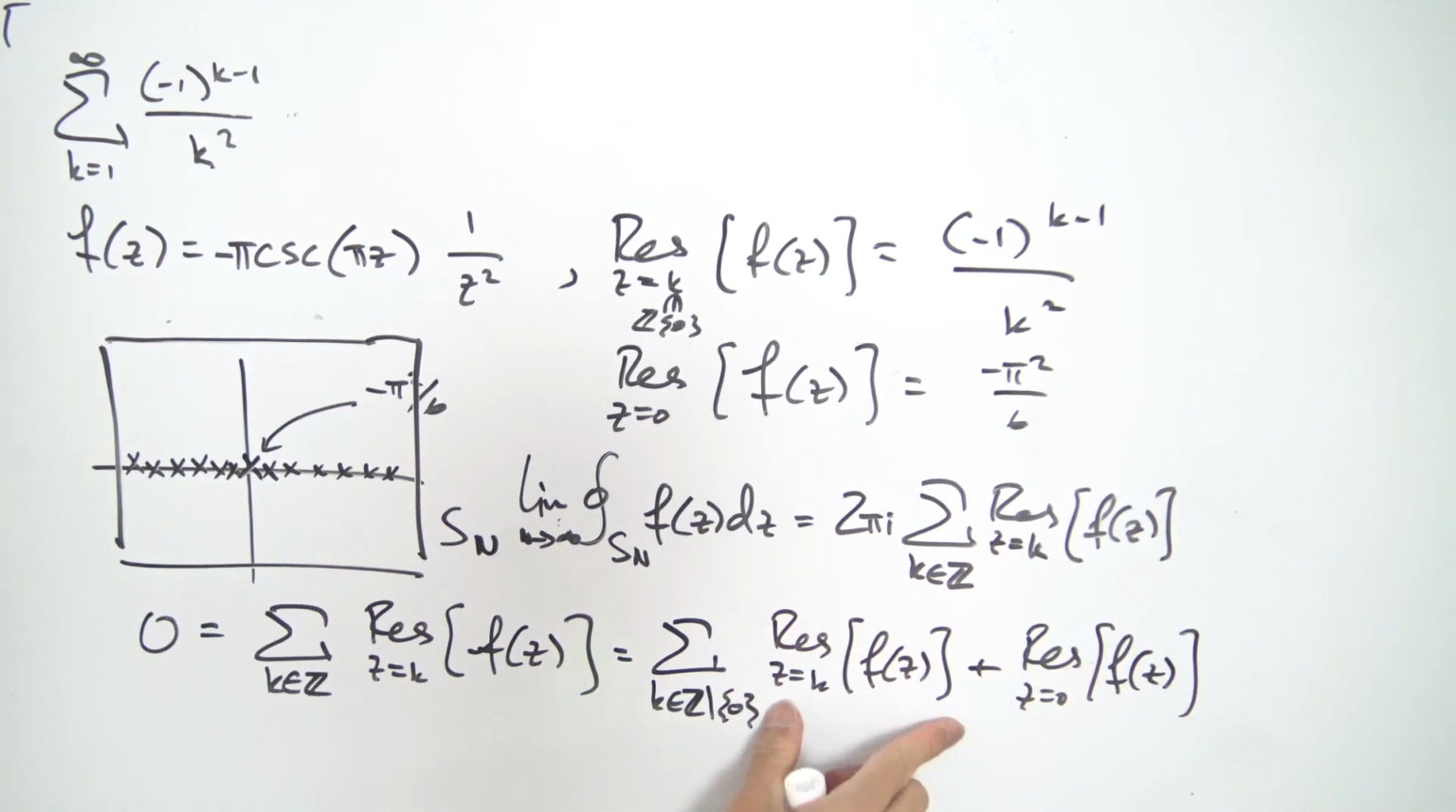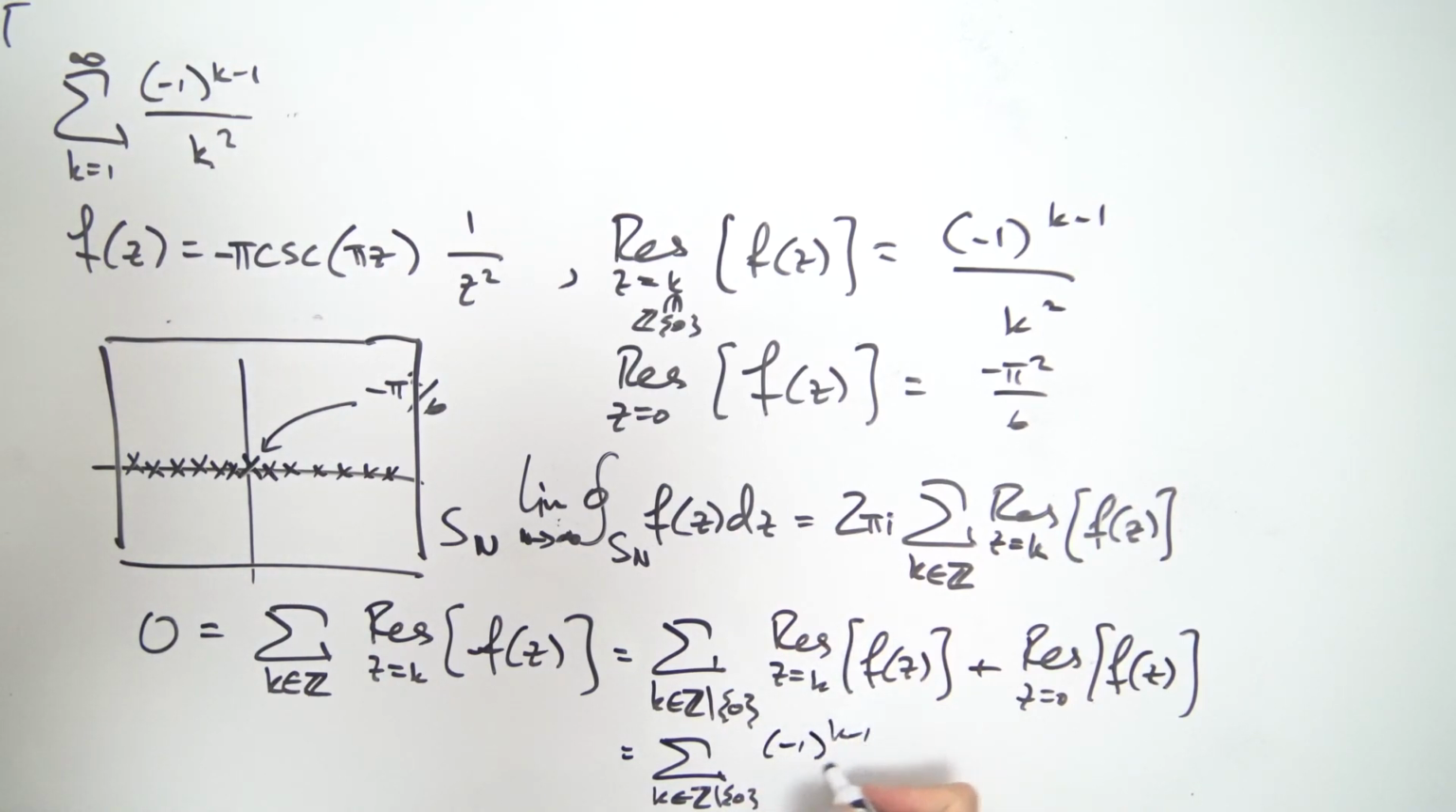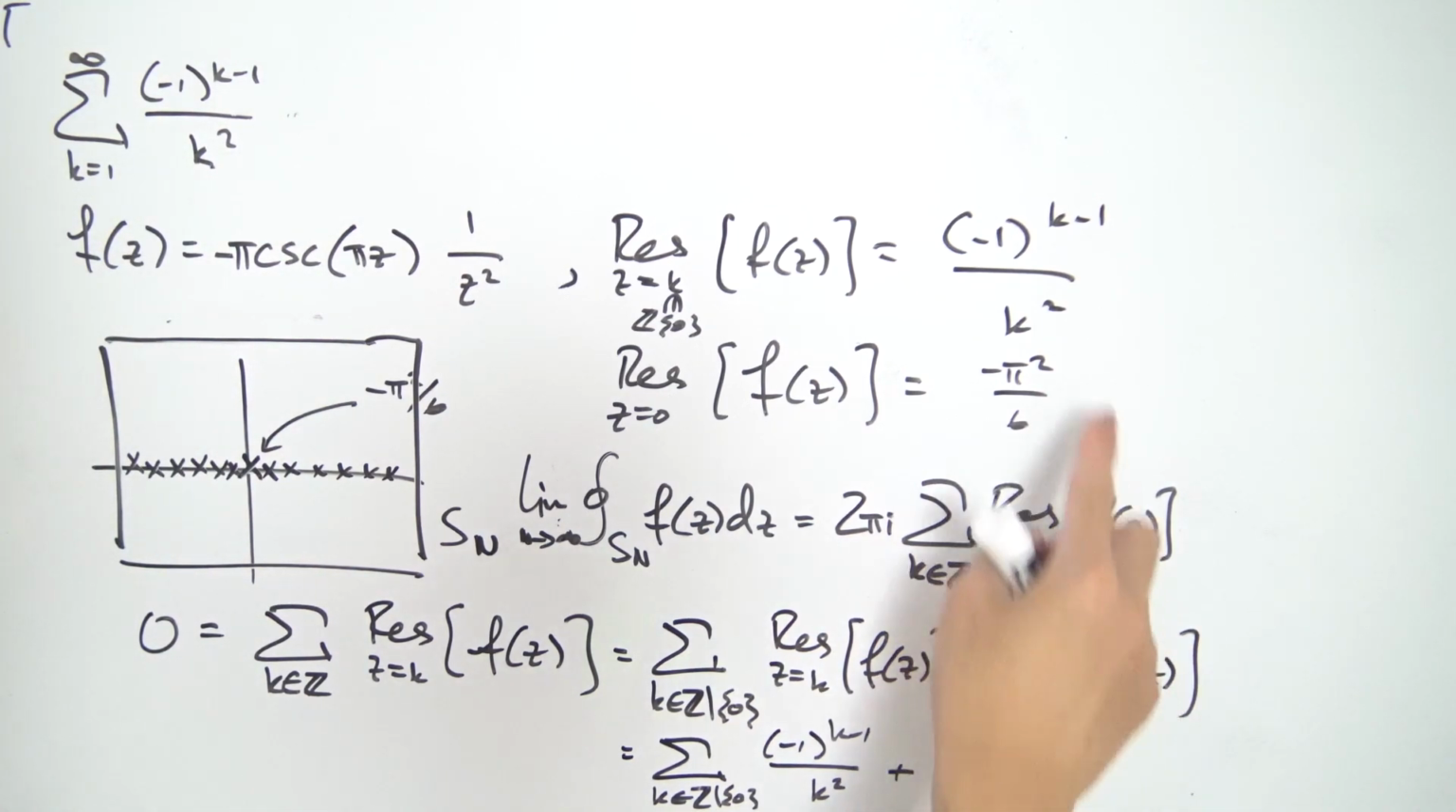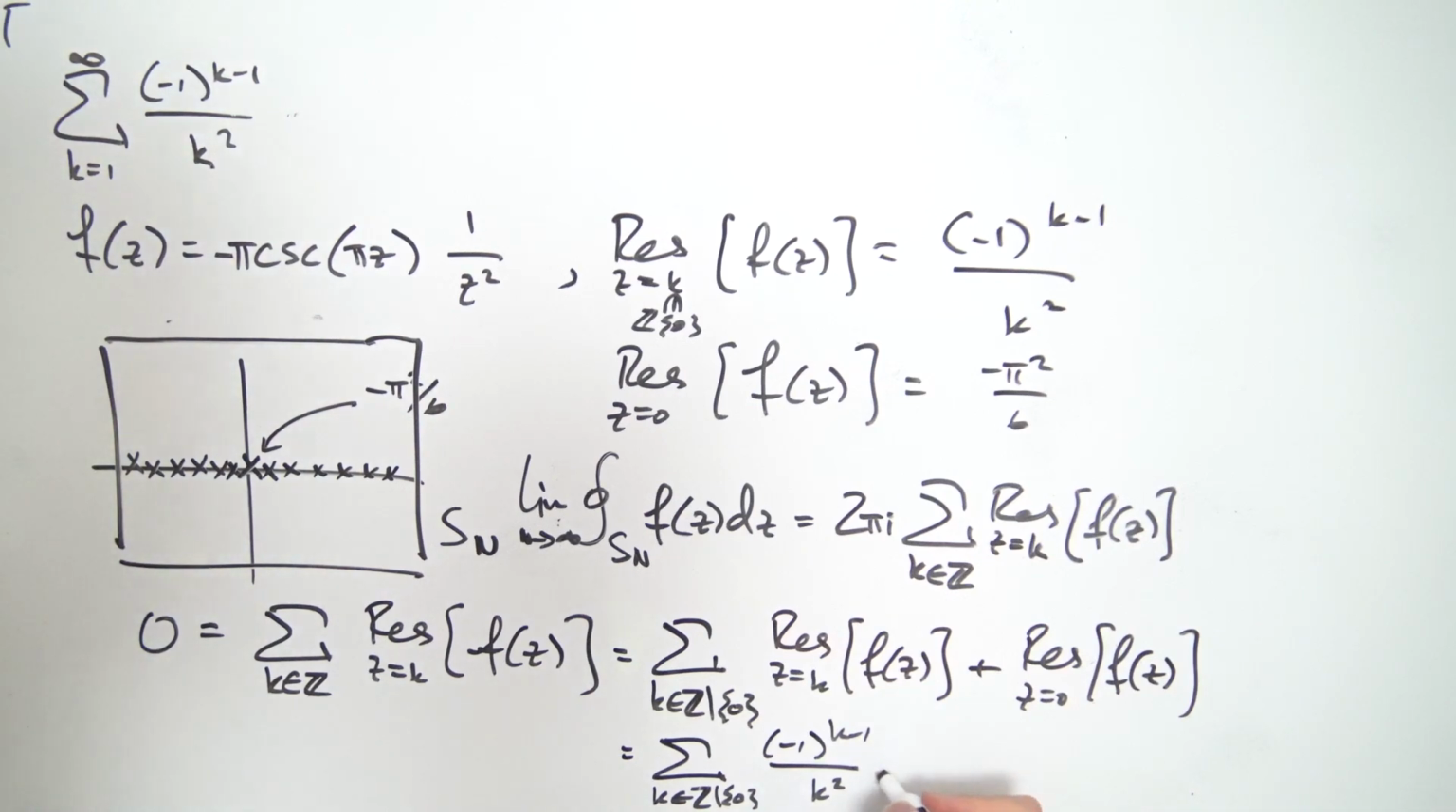Okay, and we know what the residues at z equals k are. So this is equal to, can I fit it in the camera? Hopefully I can. So this is the sum running along the integers excluding 0. Now the residue at z equals k that's not 0 is equal to minus 1 to the k minus 1 over k squared, and then we have plus the residue at z equals 0, which is actually minus pi squared over 6, so that subtracts off pi squared over 6, and this is equal to 0.